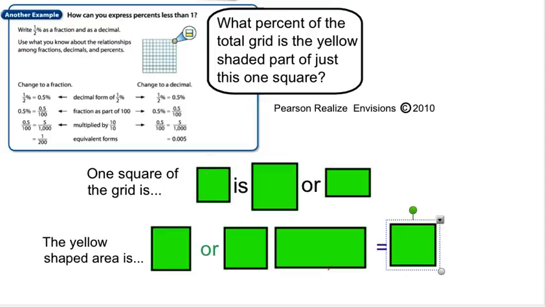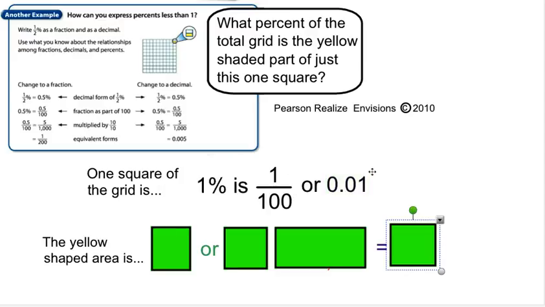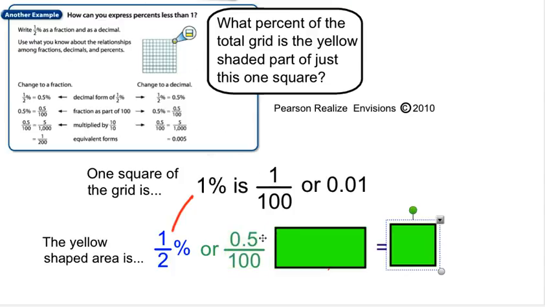Which makes sense, because if we think of one square of the grid, one square of the grid is 1%. So this little square is 1% of the whole grid, which is 1/100th, or as a decimal, 0.01. The yellow shaded area, however, is actually half of that 1%. Or we could write it as a fraction, and say it's 5/10 of a hundredth. Okay, which kind of gets confusing then.